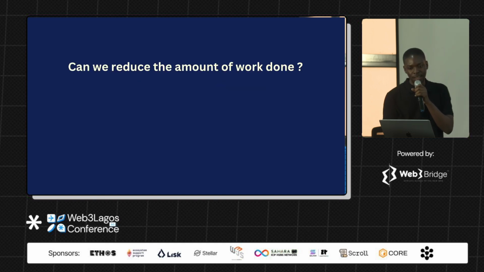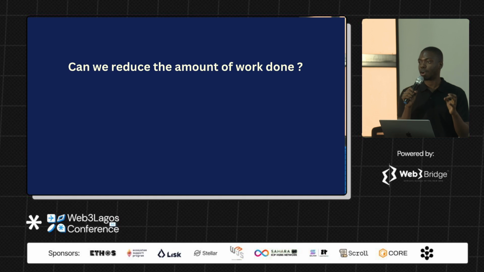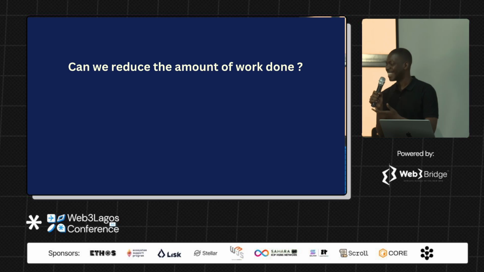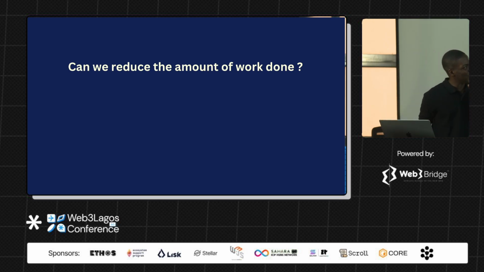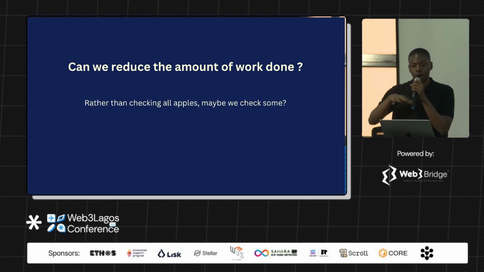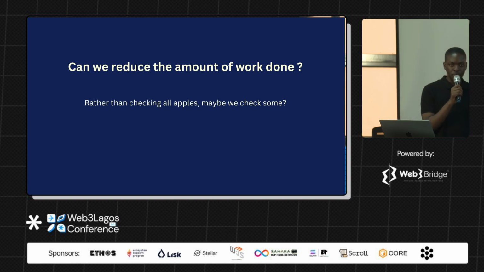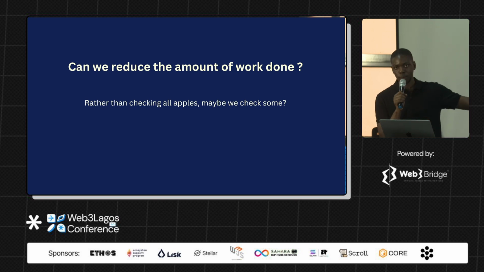Cool. So the question now is, can we reduce the amount of work that we have to do? How? So rather than checking all the apples, can we just check some? Okay? So we're starting to get into how ZK really works. ZK is all about taking computation that is really expensive and then reducing the amount of work that you have to do to something really small. Okay? But let's explore from the apple perspective first, and then we'll link it to how ZK really works.